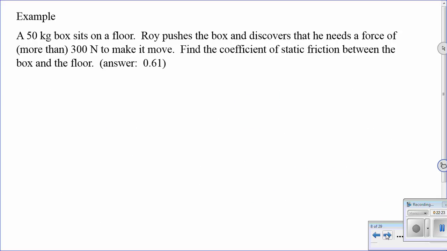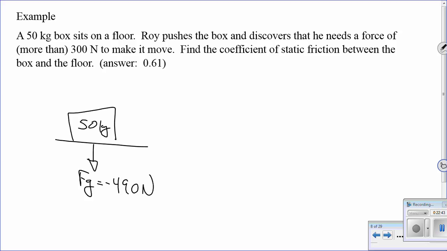All right, so sometimes we've got to go the other way. And this is a perfect example of what Alex was just asking. This question is a really, really good one. So it says a 50-kilogram box sits on a floor. So draw it. 50 kilograms. Right away, put in your force of gravity. There's no other vertical forces on it, so again, we automatically know that our normal force is going to be positive 490.